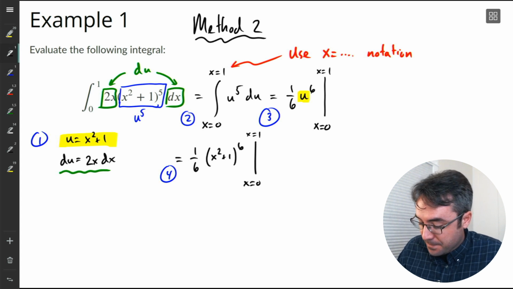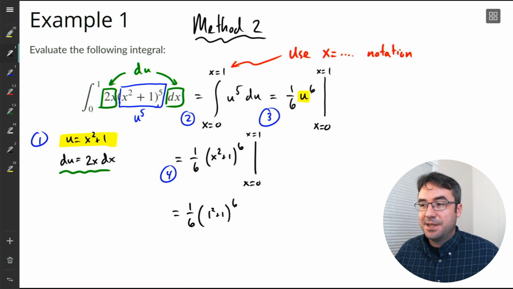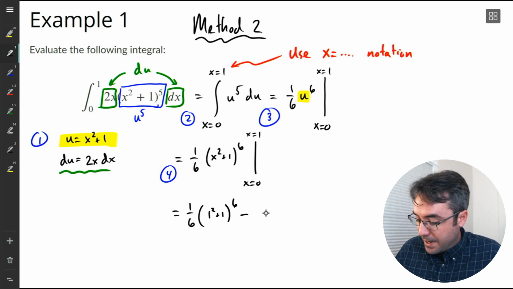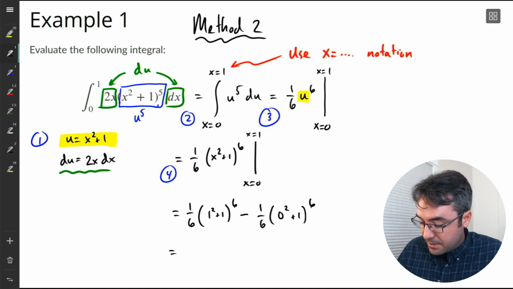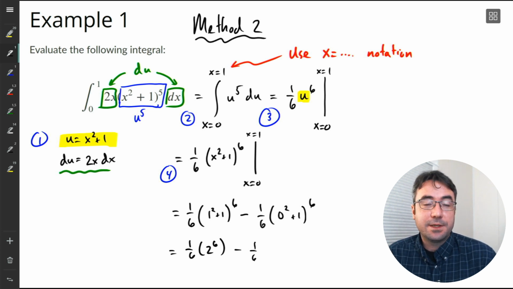And if we do that, we get 1 over 6 times 1 squared plus 1 raised to the power 6. You can probably do some of that arithmetic in your head. Subtract, plug in the lower limit, 0 squared plus 1 raised to the power 6. Again, you could probably do some of that in your head. And clean up as you want. So we have 1 over 6, 2 to the power 6, minus 1 over 6, and then we end up with 1 to the power 6. And that's the exact same answer that we found in the first part.